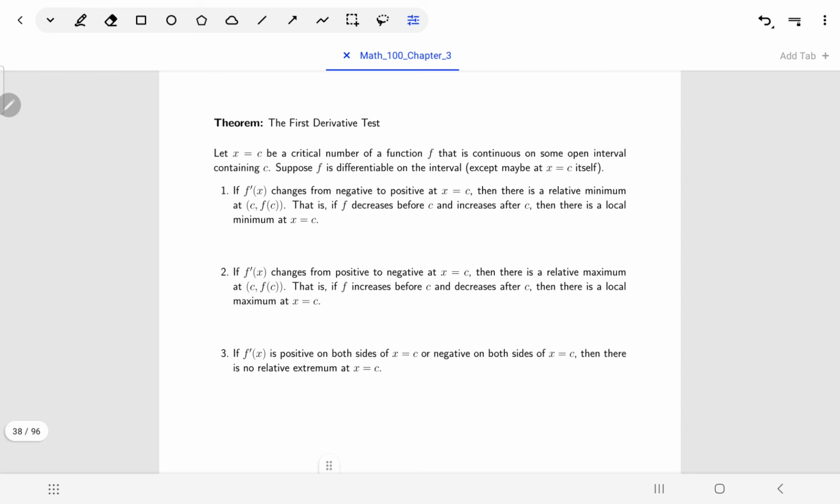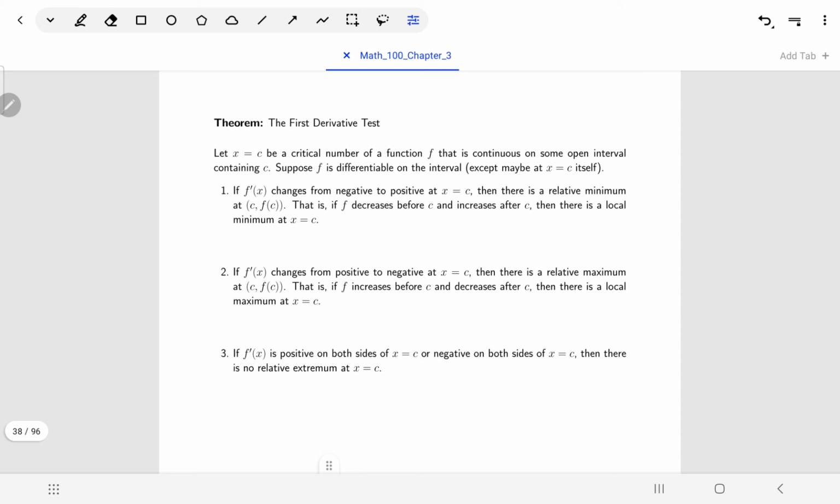So we know definitely that means that x equals c is not a hole. x equals c is not the location of a vertical asymptote. The function is differentiable on the interval, maybe not at c itself. So maybe we've got a vertical tangent line. That might be a thing. But our function is definitely continuous, and we've got a critical number at c.